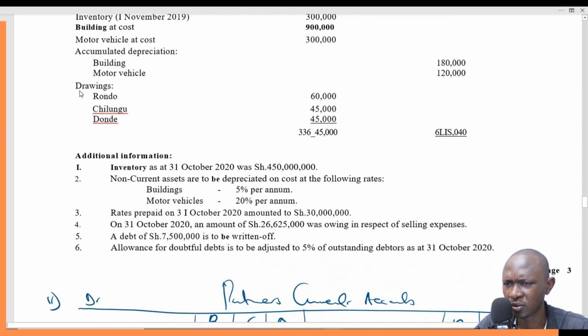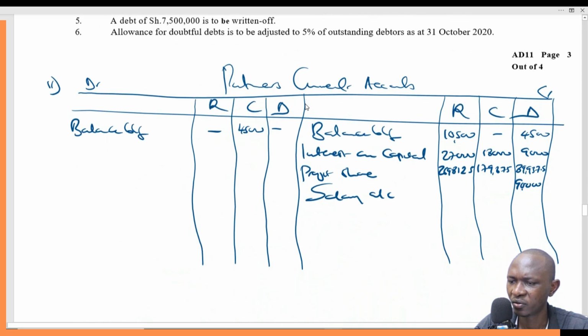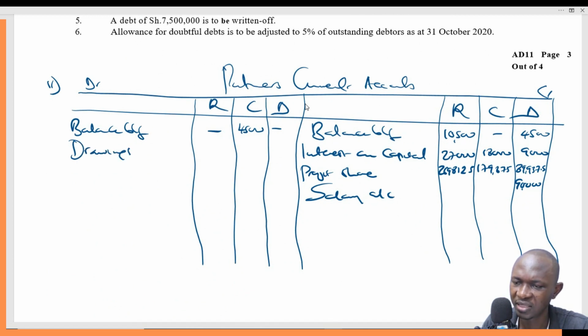Then I think there was drawings. Yeah, drawings 60, 45, 45. So this one has the effect of reducing their balances. Whatever increases their wealth in the business, you credit. What reduces, you debit. So 60,000, 45,000, and 45,000.